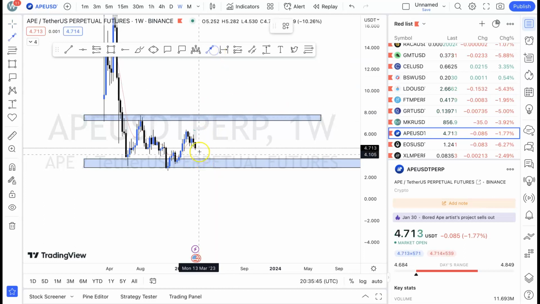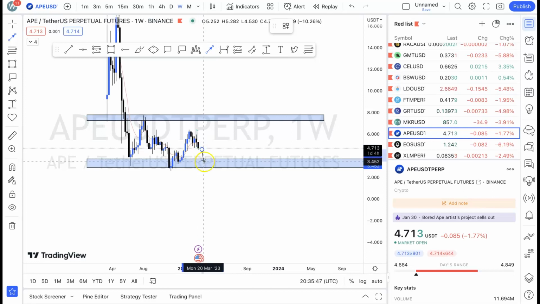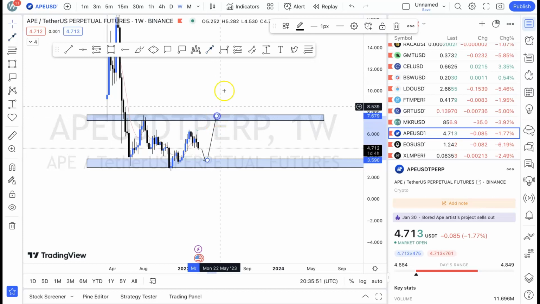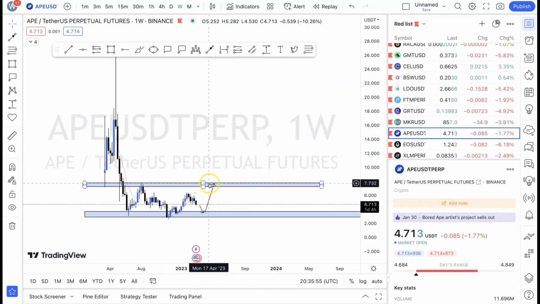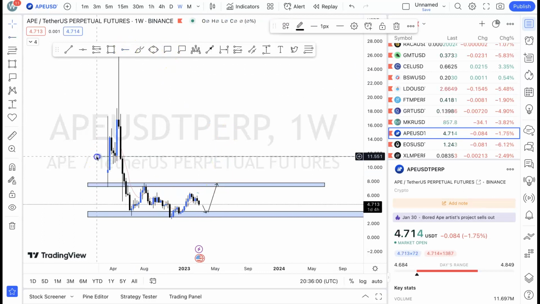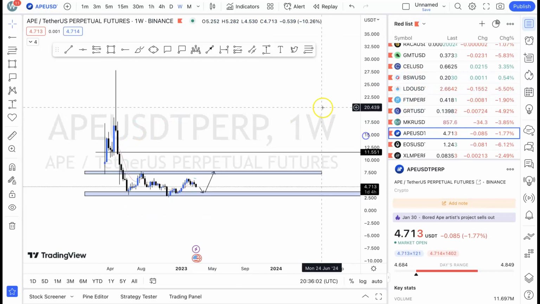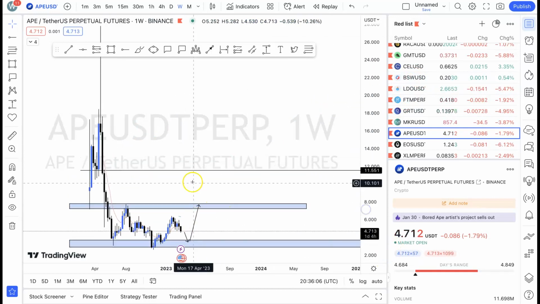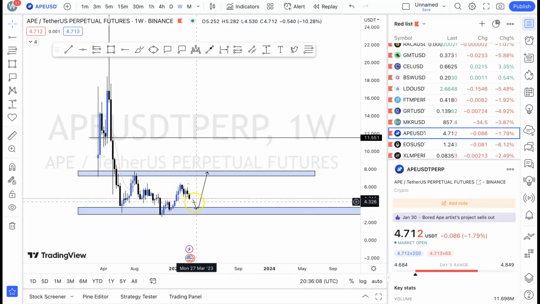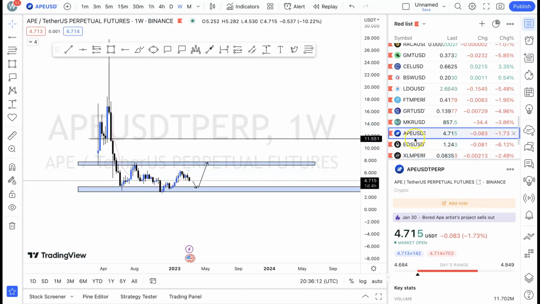So what do I think? Probably just a tap of that zone, then we will pull up again to retest this area. So that's what I think. Then a clean break of this area will probably send Ape higher. So what will I be doing if I was an Ape investor? I'll be preparing to buy, right? These are all zones that you want to dollar cost average if you are holding Ape.